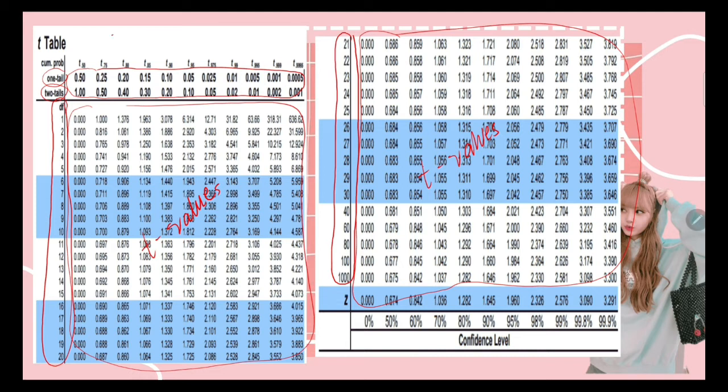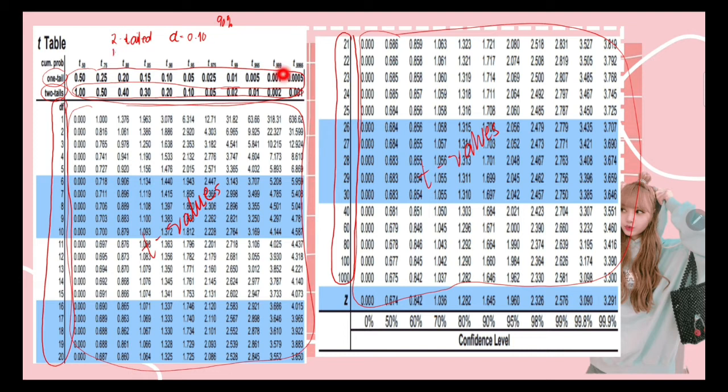Kapag po two-tailed, alpha po ang gamit natin. Yun po yung area sa two-tailed, alpha. Let's say, for example, we have 90% level of confidence. The alpha is 10%. So, we have 0.10. Okay po. Sa two-tailed po natin matatagpuan yon.